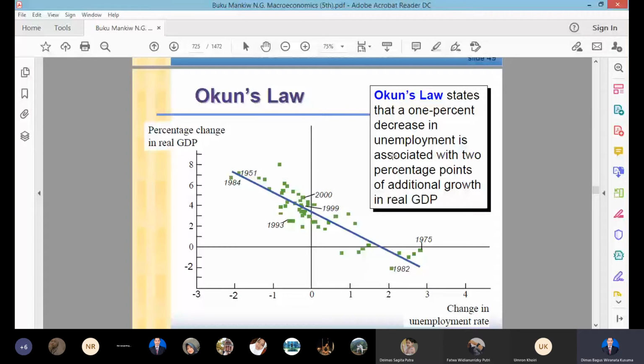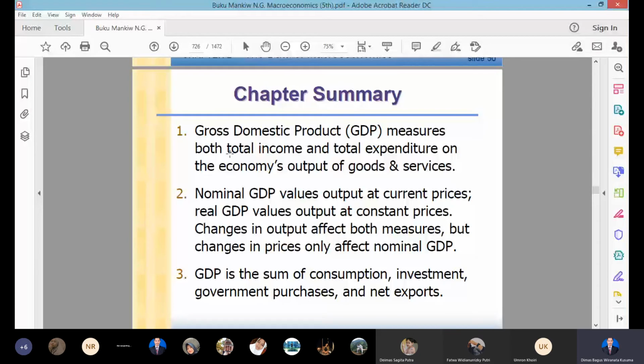The last one, we summarize, sisters and brothers. GDP measures both total income and total expenditures of the economy's output of goods and services. Nominal GDP values output at current prices. Real GDP values output at constant prices. Constant means the base year. Changes in output affect both measures, but changes in price only affect nominal GDP. So if the output changes, it will affect both price and output itself. But if only the price changes, it will only affect the nominal income.